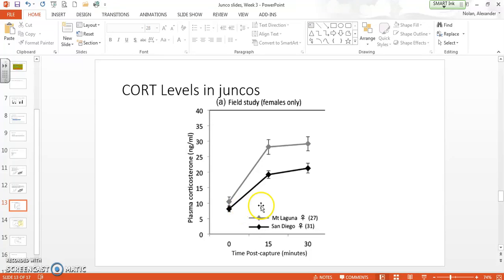It's really easy to see what this connection is between the populations, how the Mount Laguna birds respond differently than the San Diego birds. What this means is that basically I'm asking you, who is more scared right now, even after getting handled? Is it the San Diego birds with the low levels of corticosterone, or is it the Mount Laguna birds with the relatively high levels of corticosterone? So that's what some of the questions are asking.